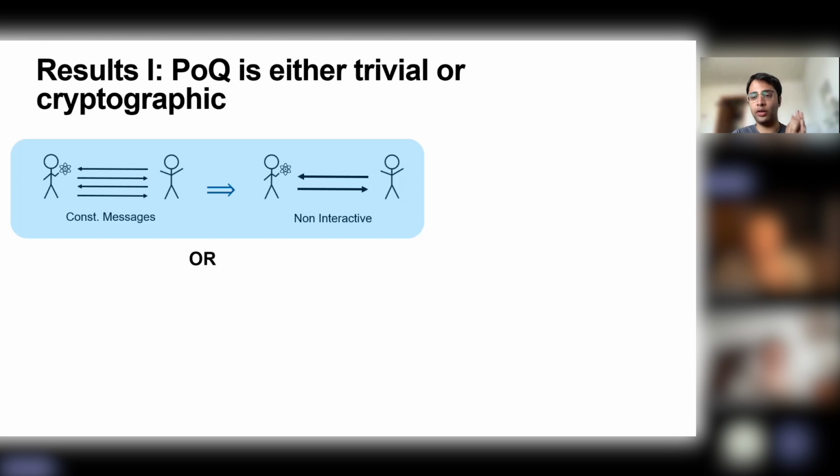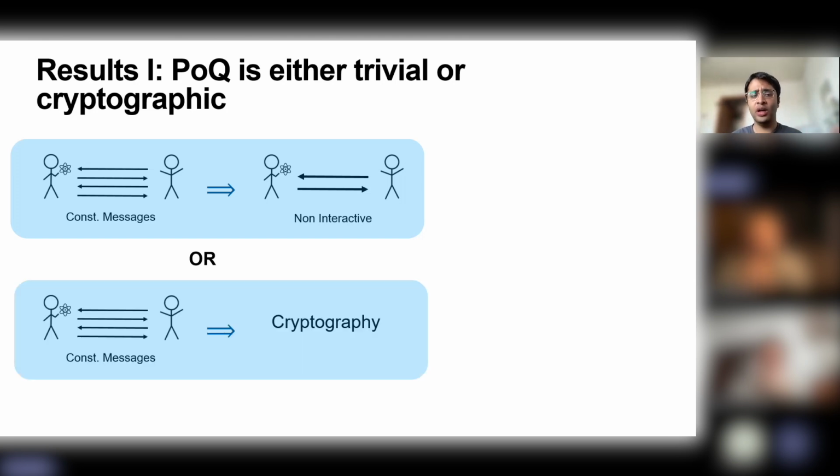But suppose you have a constant round proof of quantumness. Then we say that either you can round collapse it, so you can just make it 2 round. So it was really just non-interactive in disguise. You can just strip away these extra rounds. Or it must imply fundamentally the existence of some kind of cryptography. So it has to be cryptographic in nature.